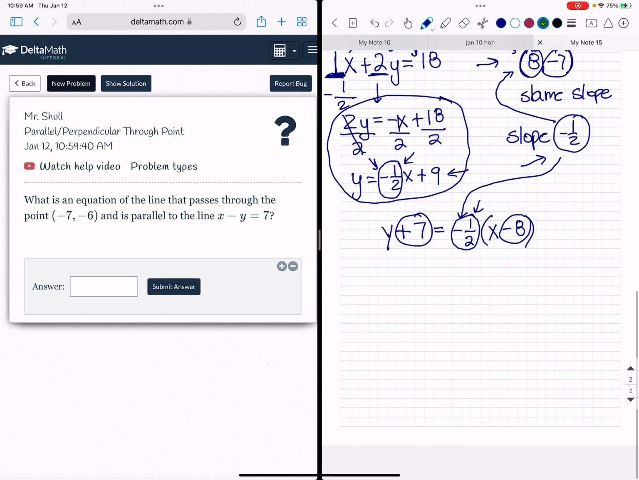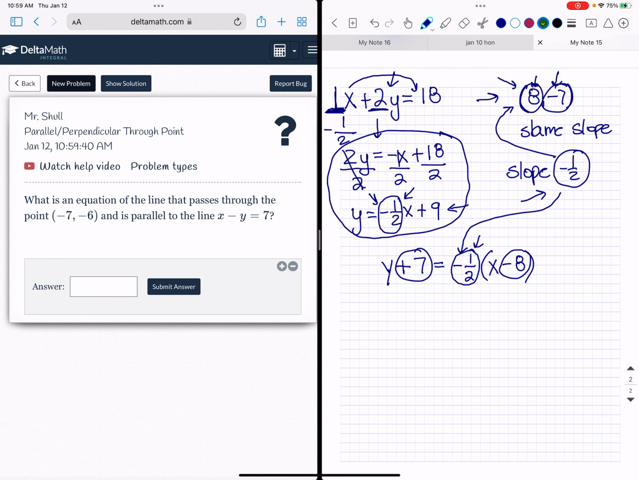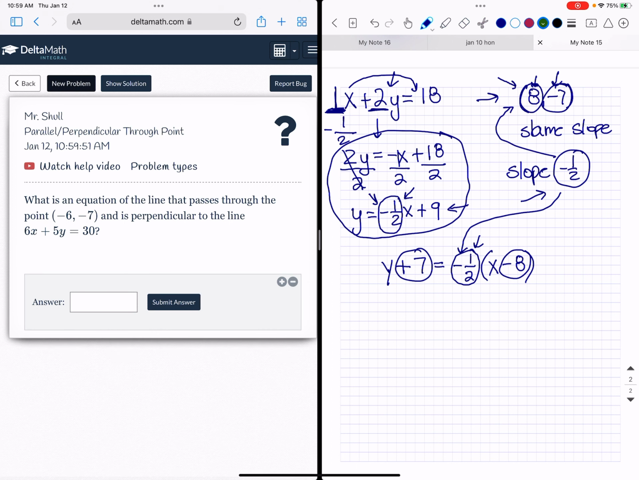Okay, here we go. Write an equation of the line that's perpendicular. Okay, so I'm going to look at the first line, 6x plus 5y equals 30. If I know the shortcut, I can just take the first number and the second number, put them over each other and make it negative, and the slope of that line is -6/5.